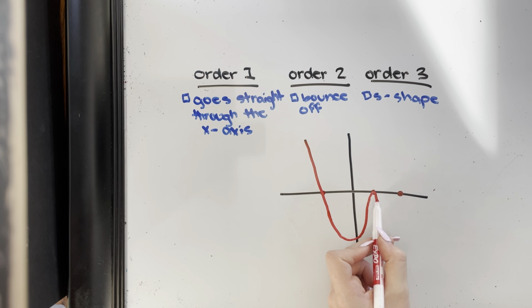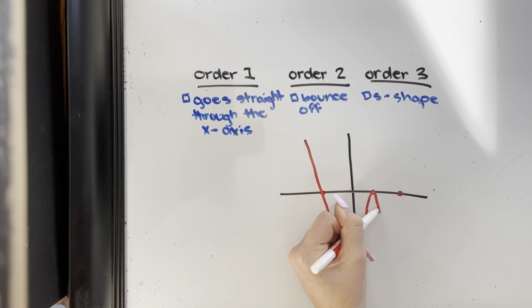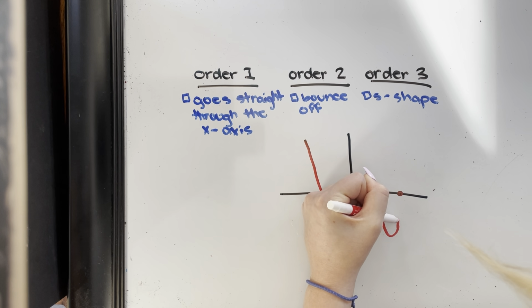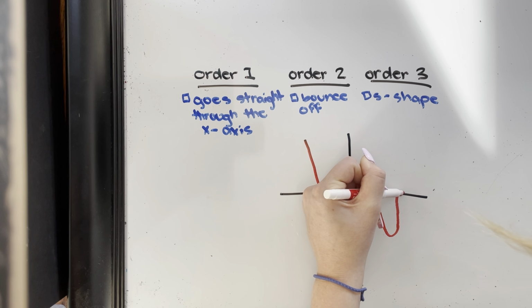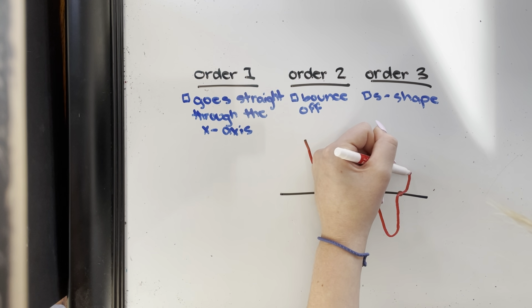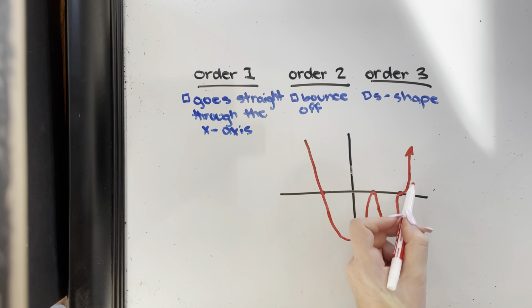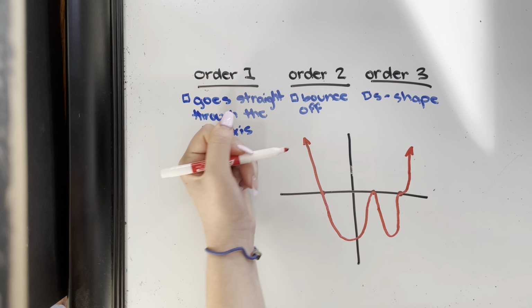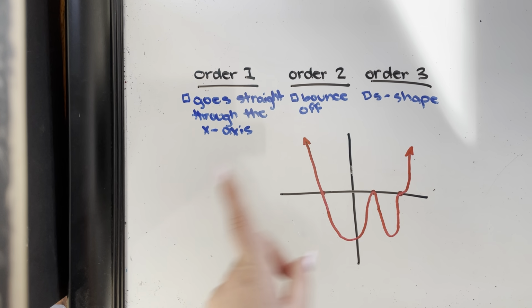So it would hit the x-intercept and come straight back down. And then if it's an order of 3, it's going to create a little curve as it's going through. So now that we know what each order means, how to find the degree, the leading coefficient, the end behavior, and both x and y intercepts, we can now go through some examples and start graphing some polynomial equations.